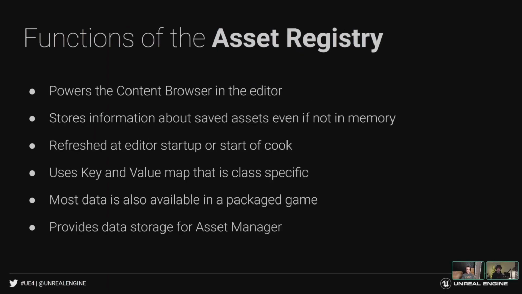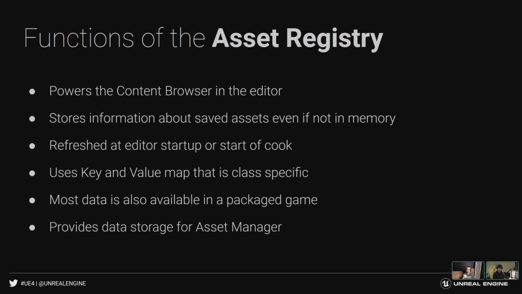So I mentioned the asset registry. The asset registry is used for a bunch of things, not just the Asset Manager. The main thing it's used for is powering the content browser in the editor, which keeps track of all of your meshes, all of your textures, all of everything. It does this by storing information about assets that are saved, even if they're not in memory. So it can know about all the meshes in your entire game. When you load your editor up, it refreshes that off of a disk cache. If you've ever loaded the content browser and seen a progress bar in the corner, that is the asset registry loading up all the information off of the disk.